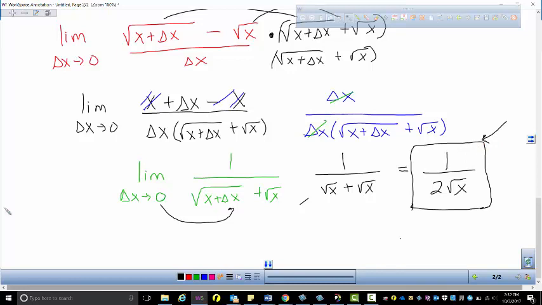All right, so now you have a few of these to try. Remember your rules, conjugates, factoring, common denominators when you're doing these.